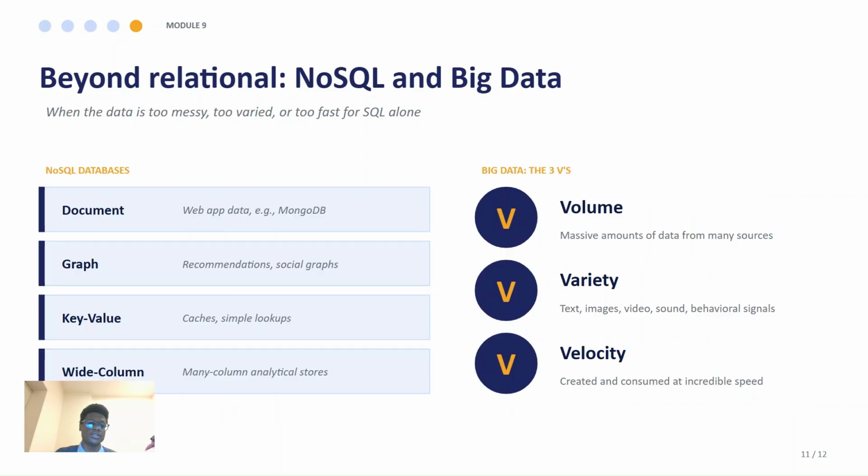Here you can see the NoSQL and big data, for when data is too messy, too varied, or too fast for SQL alone. Document is the web app data, like MongoDB; graph is recommendations and social graphs; key value is cache and simple lookups; wide column is for many-column analytics. And then you have your three V's: volume, massive amounts of data from many sources; variety, text, images, videos, sound, behavioral signals; velocity, created and consumed at incredible speed.